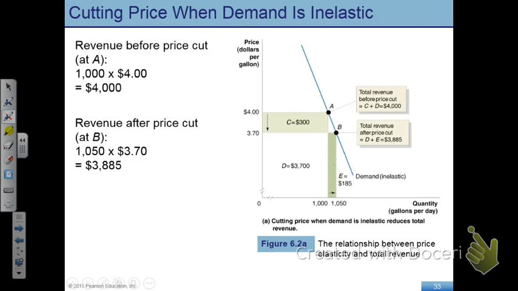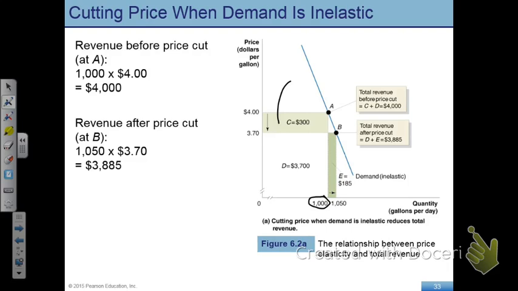The answer is that it depends. It depends on whether I can really increase my total revenue by cutting this price. Let us try to understand how this cut in price is affecting the total revenue of our firm. Now, imagine that when you cut the price from $4 to $3.70, our firm is going to be losing 30 cents on every 1,000 units that they were selling before.